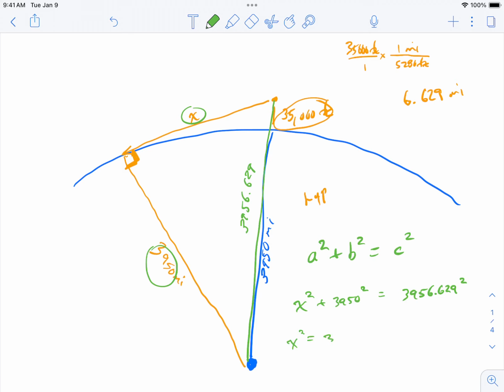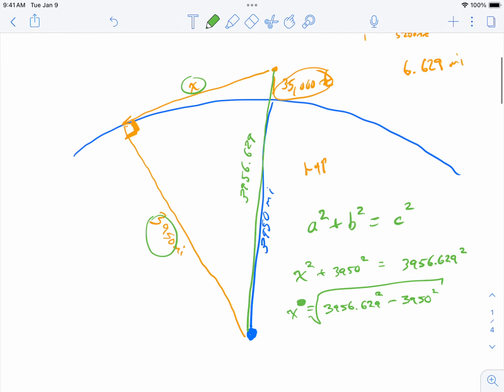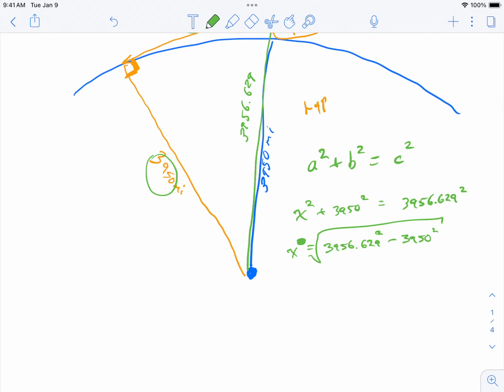We need to take that 3956.629 squared, and we need to subtract the 3950 squared. And then, in order to get the square off the x, we'll have to take the square root. So that's what we got to type. Wow, this is a quicker problem than I thought. 3956.629 squared minus 3950 squared. Hit the equals button. Now hit square root of answer, and bada boom, bada bing. It's pretty far, really.